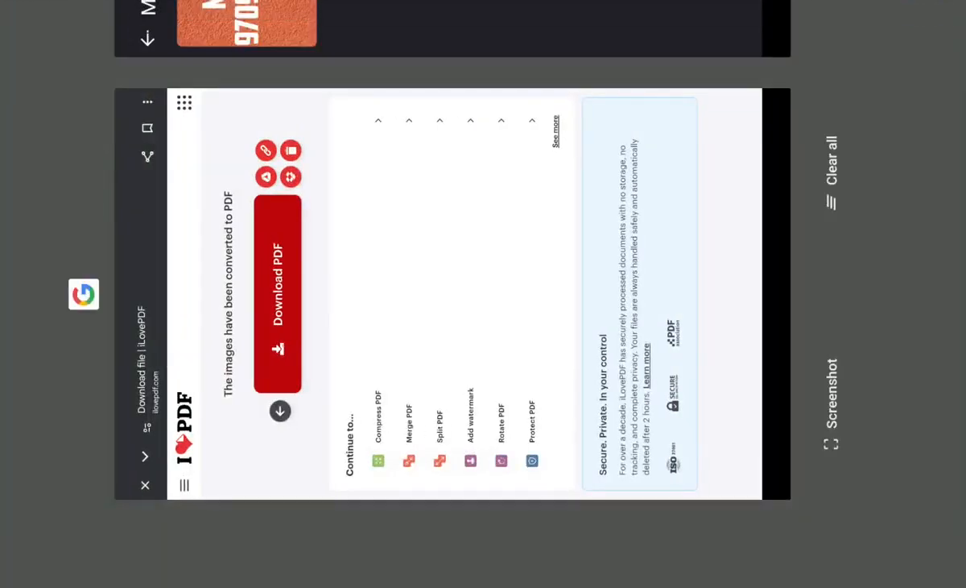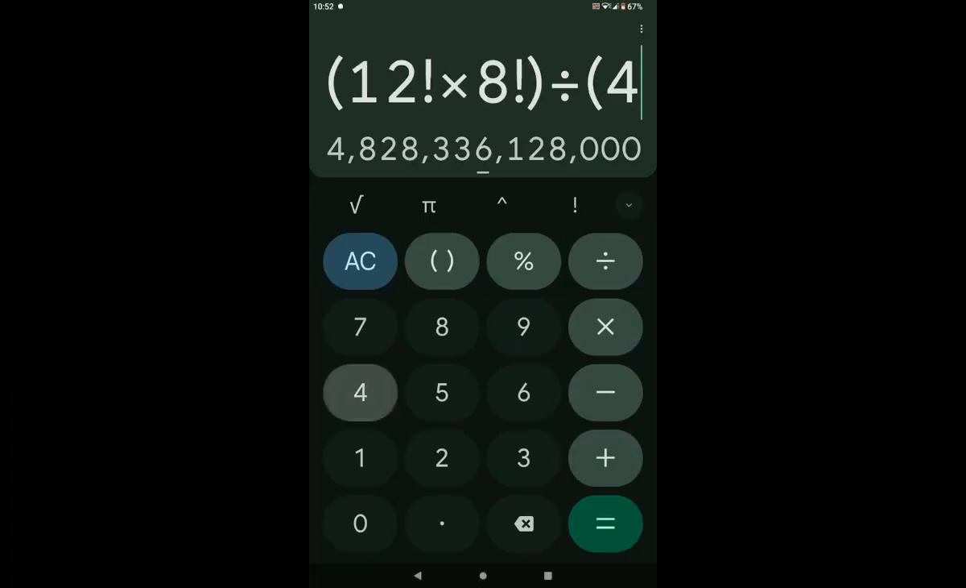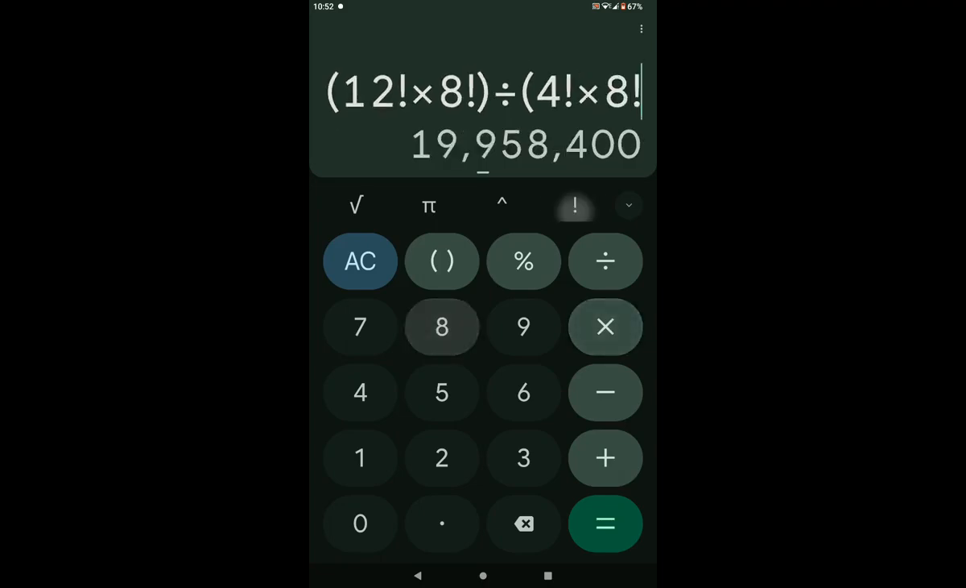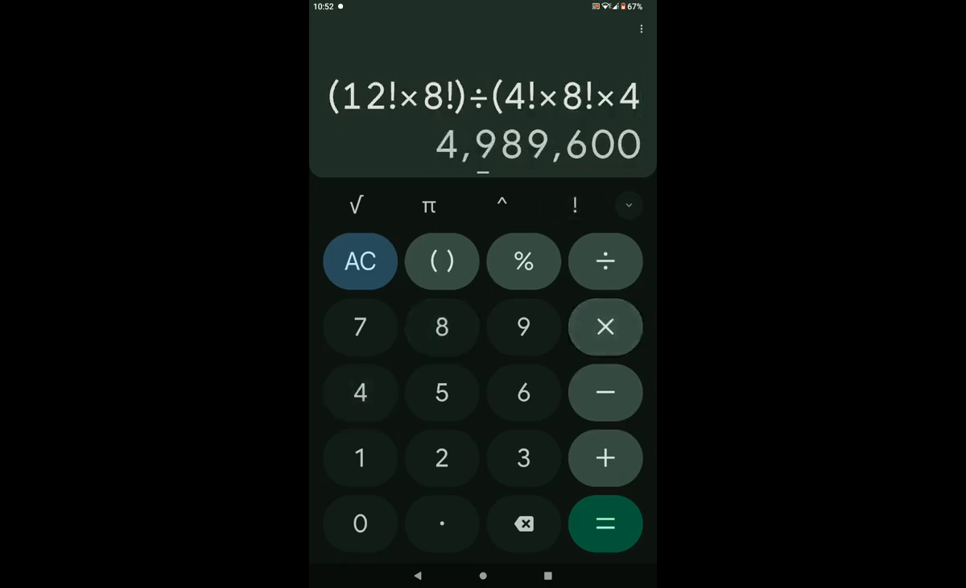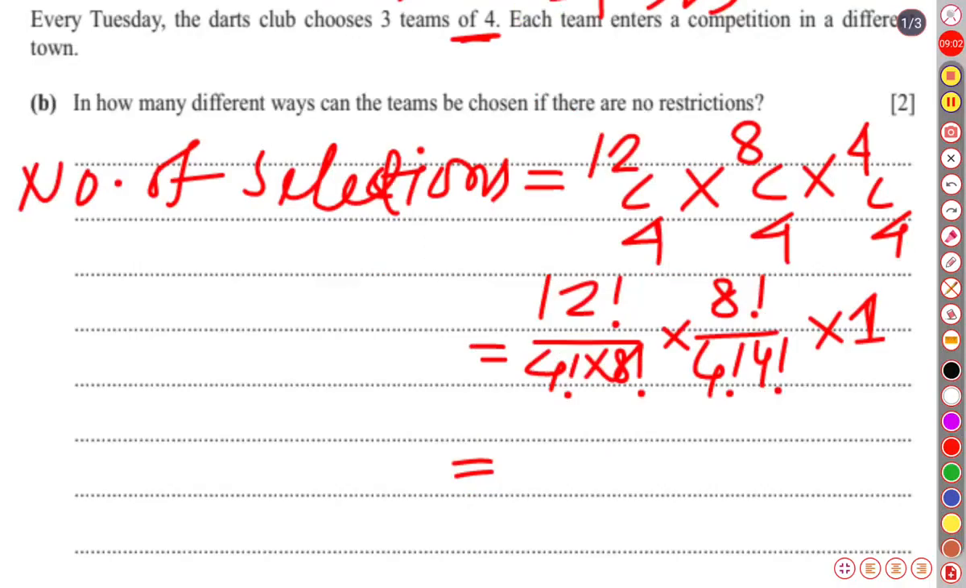We will divide by 4! 4! 4!. So 4 factorial into... the answer is going to be 34,650 ways the three teams can be chosen. There is nothing difficult to understand in this.